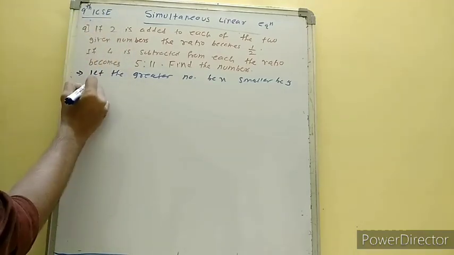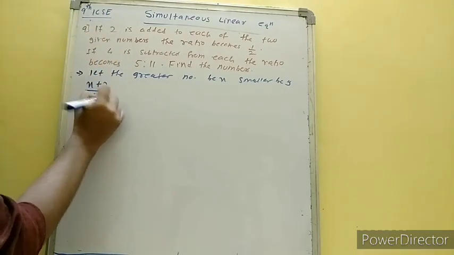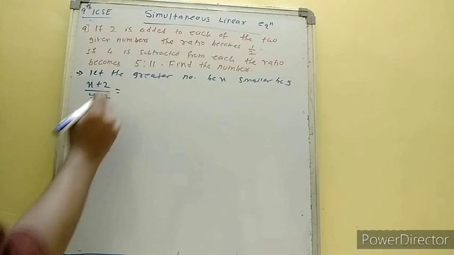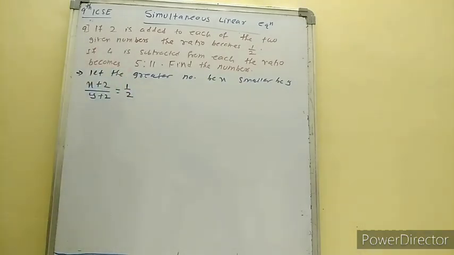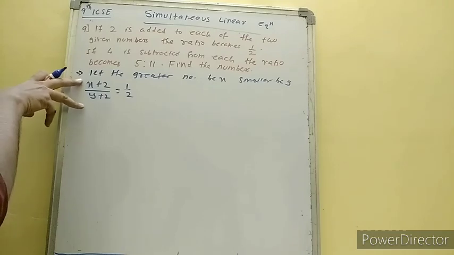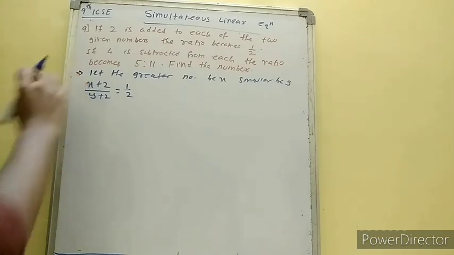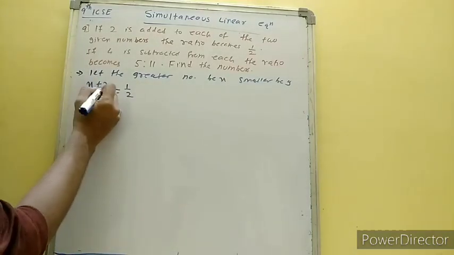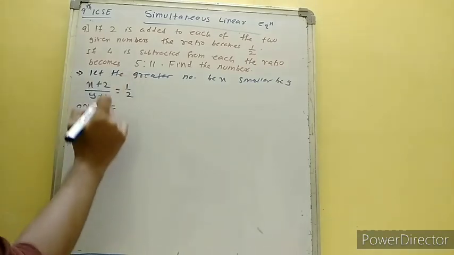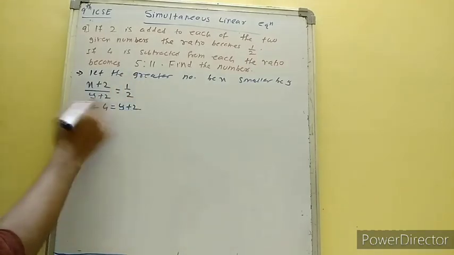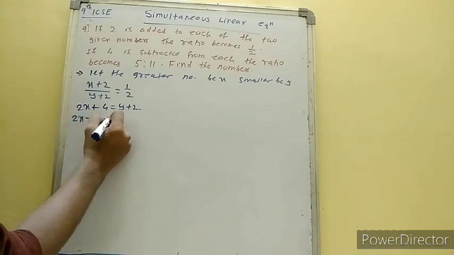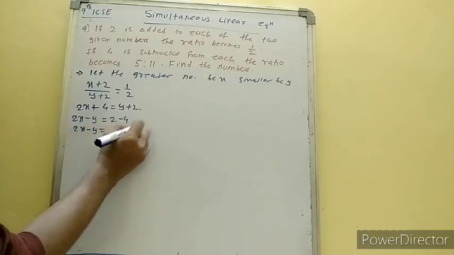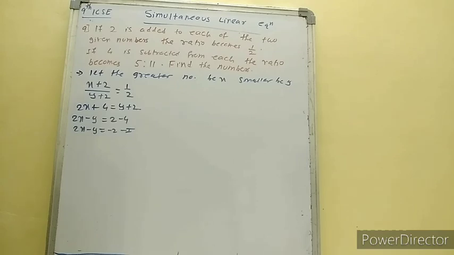If 2 is added to the numerator and 2 is added to the denominator, the fraction will be 1 upon 2. So I will write (x plus 2) upon (y plus 2) equal to 1 upon 2. 2 will go that side. So 2 into x is 2x, 2 twos are 4, and y plus 2 multiplied by 1 is y plus 2. y will come this side, so 2x minus y is equal to 2, 4 will come this side, so we have 2x minus y is equal to minus 2. Equation number 1.